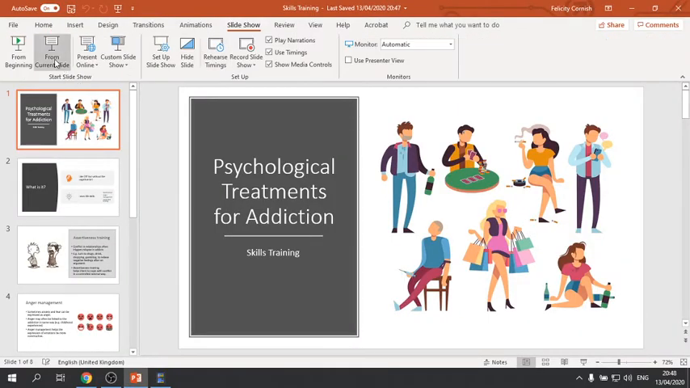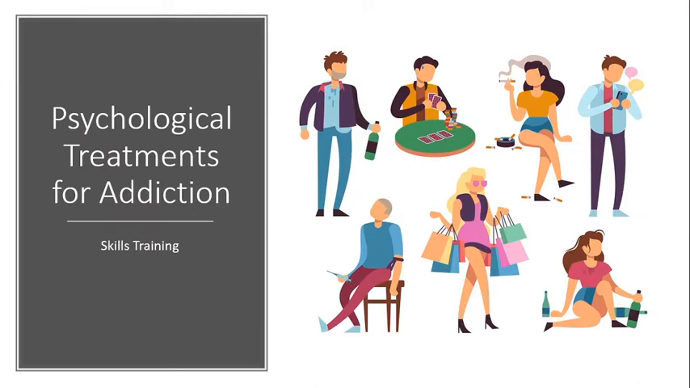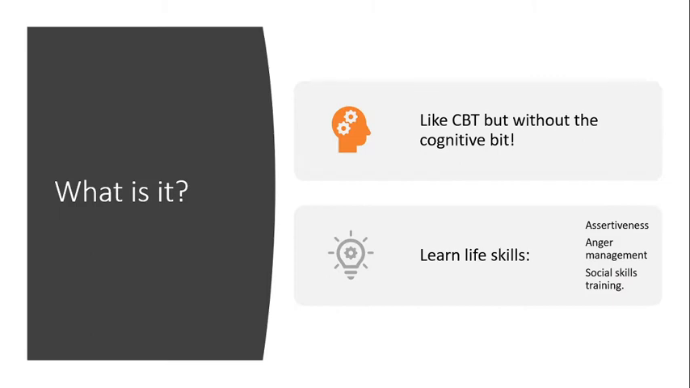This is BTEC Applied Psychology. This is Unit 3 and this is Content Area C2, where we're looking at treatment and management of addiction and stress. And in this video, we're looking at psychological treatments for addiction. And in particular, we're going to look at skills training. So what is skills training?